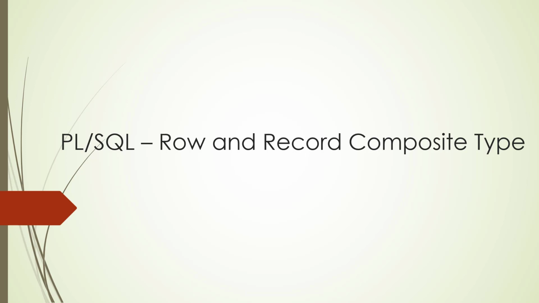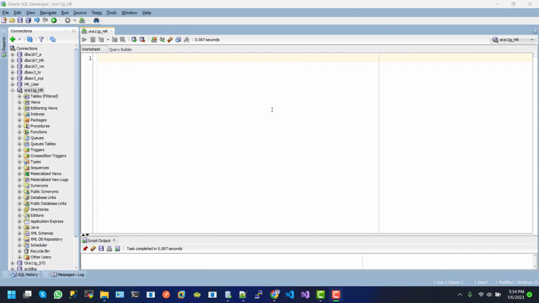Today we will learn about record composite type, row type, record type, and assign type to another type in PL SQL block. Let's talk about record composite type. First we will discuss about row type.